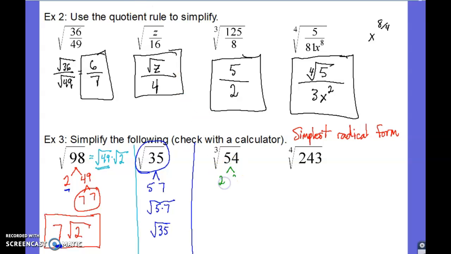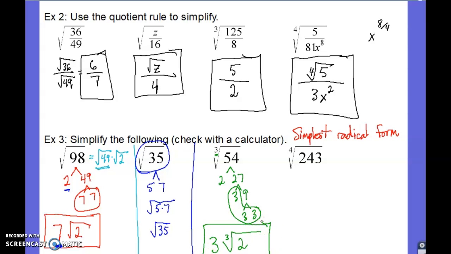As we move on to the next one, notice now we have 2 and 27, but now it's the cube root. So I do 3 and 9, 3 and 3. Now I need a group of 3 numbers because of the cube root. So this answer is 3 cube root of 2.